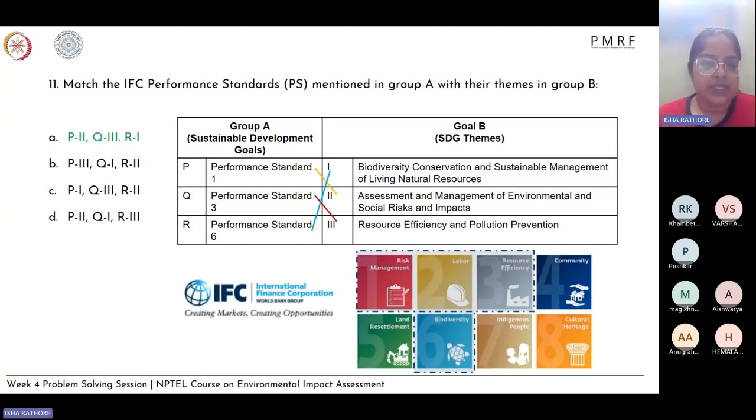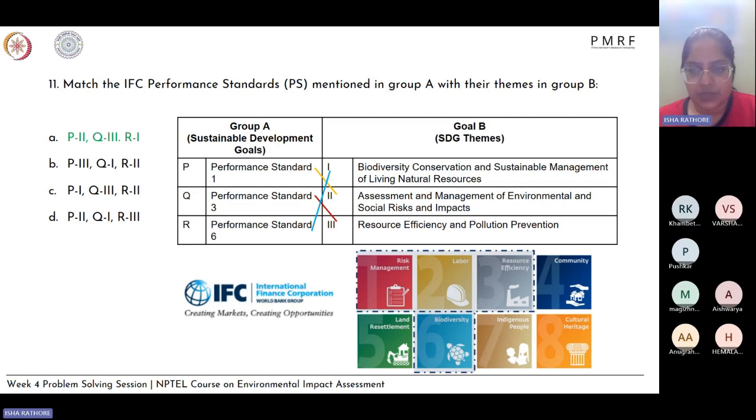Okay. So A is the correct answer. The International Finance Corporation has 8 standards. The first one is around risk management. Performance standard 1 looks at the assessment and management of environmental and social risks and impacts. So P matches with 2.